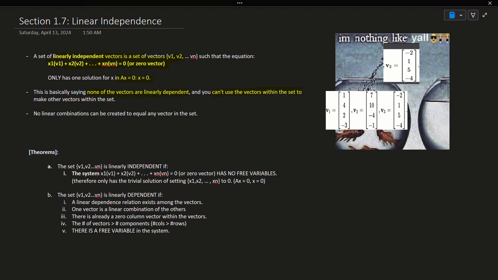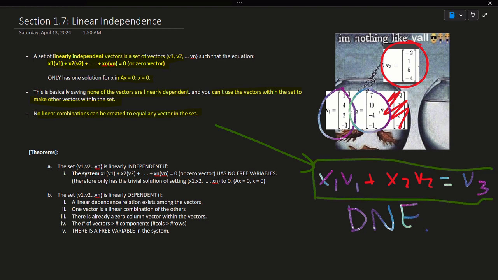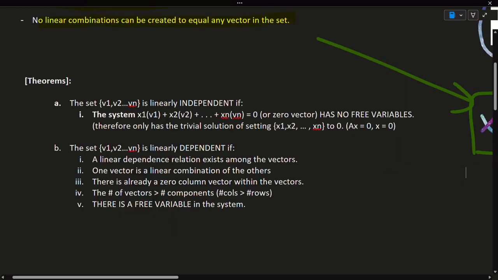So basically what this is saying is that you can't make a vector from the other vectors in the set. For example, on the right-hand side, you have an image of the set of vectors v1, v2, v3. v3 is nothing like v1 or v2, which means you can't create a linear combination of v1 and v2 that would give you the vector v3. That's basically what linearly independent vectors mean. They don't like each other. They don't associate with each other. They don't want to be anything like each other. They pretty much hate each other.